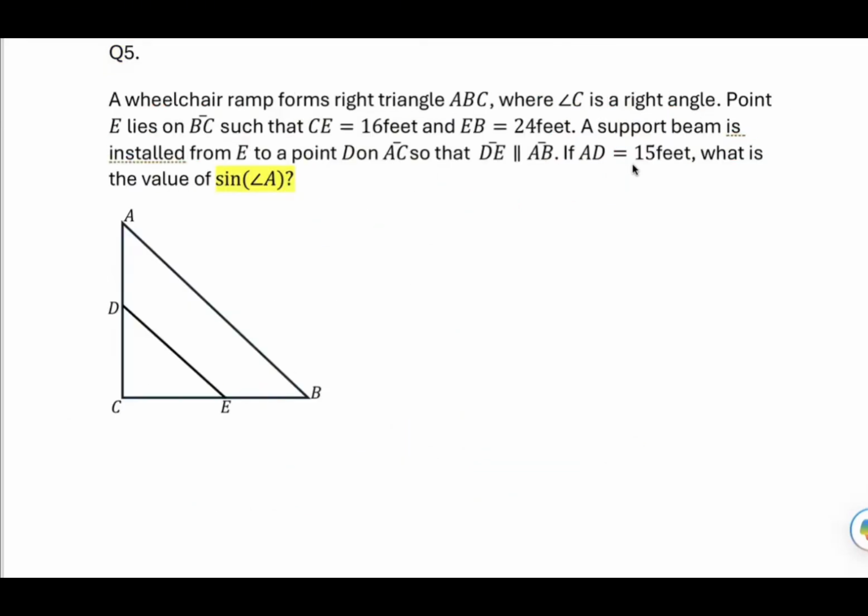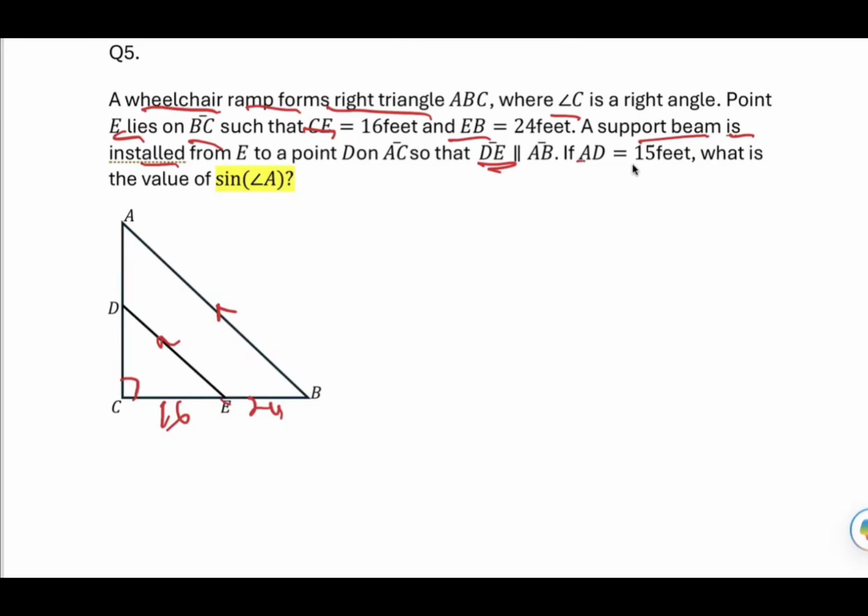So this is my favorite question I set, right? Which ramp forms a right triangle ABC, where C is a right angle? There's a point E that lies on BC. We've seen this, the same thing we saw in the first, but changed, right? And such that CE is 16, and EB is 24. A support beam is installed from E that goes to point D on AC, so that this line is parallel to that line. I'm giving you a clue. We've seen multiple questions on that.